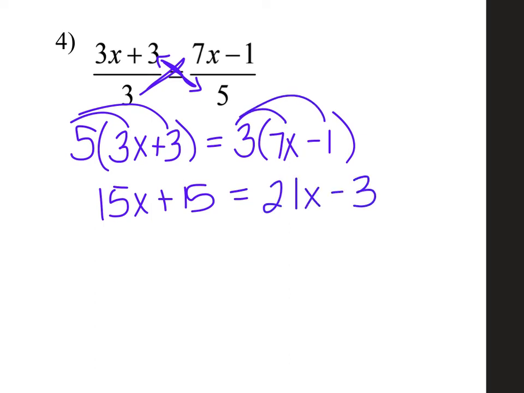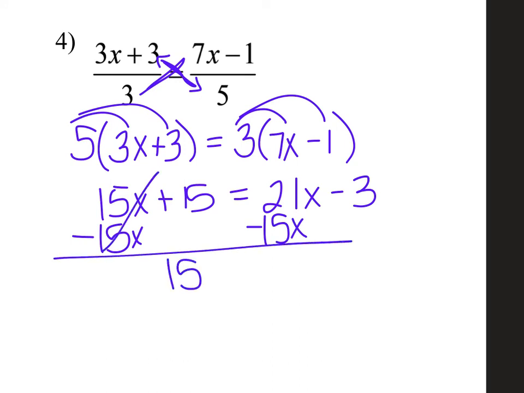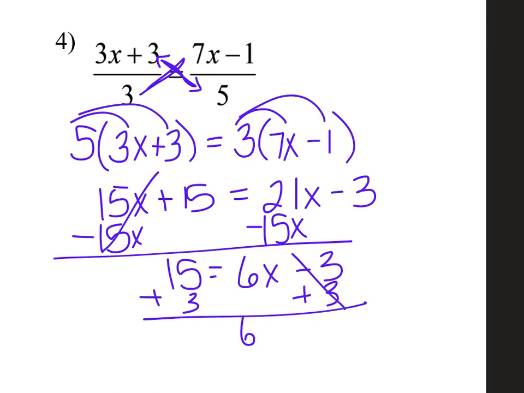and then we solve. So move your variable. I'm going to move my 15. So 15 equals 6x. Add 3. 6x equals 18. Divide by 6, and so x is 3.